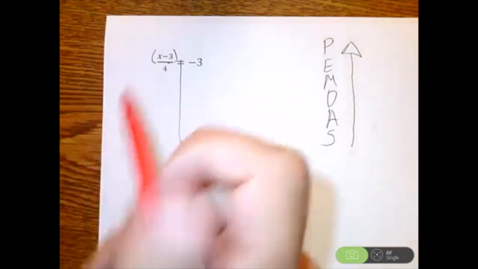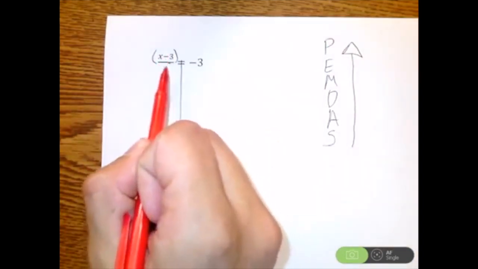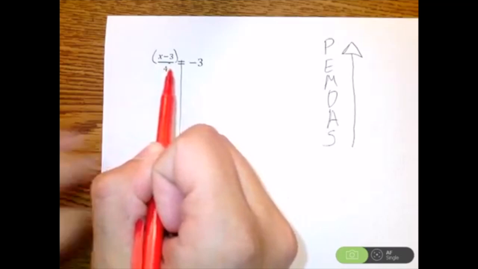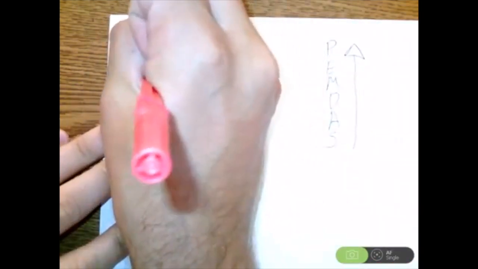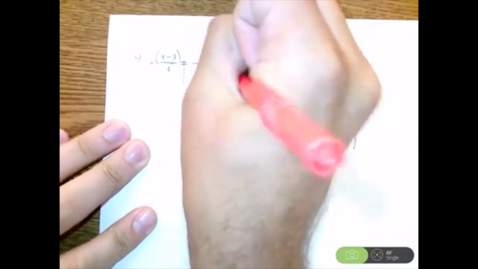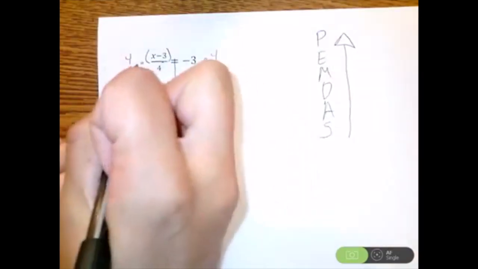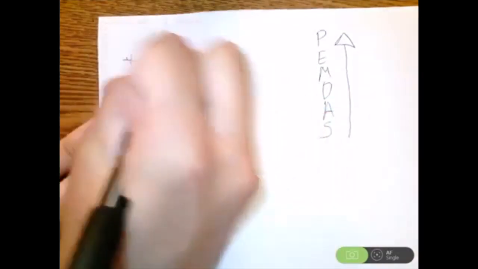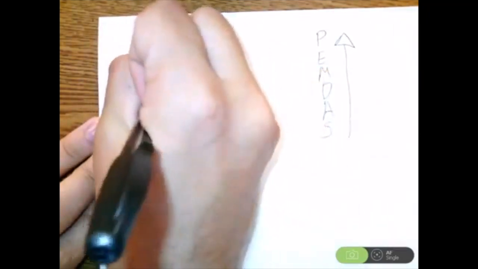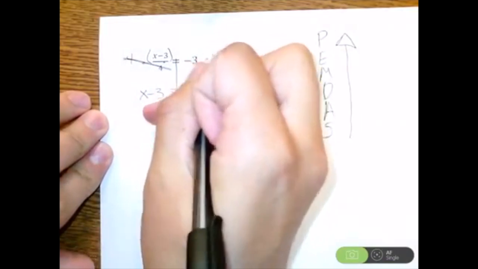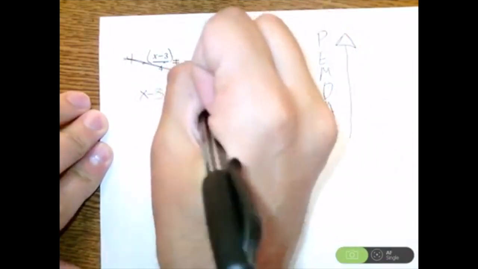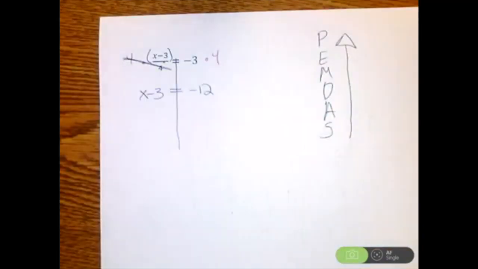So if I can't take care of that minus 3, I can deal with that division by 4 first, because no addition or subtraction can deal with the division. The opposite of dividing by 4 is multiplying by 4. So since we're multiplying and dividing by 4 over here, we're stuck with just an x minus 3 over there. Those are inverse operations. Negative 3 times 4 is negative 12.